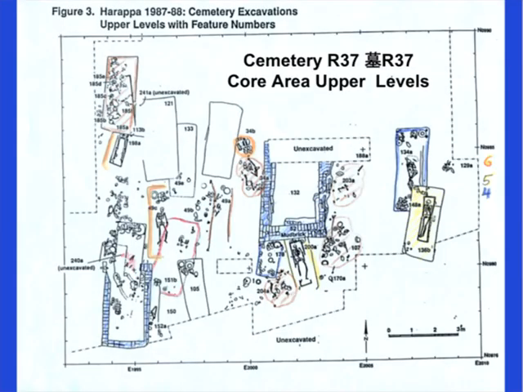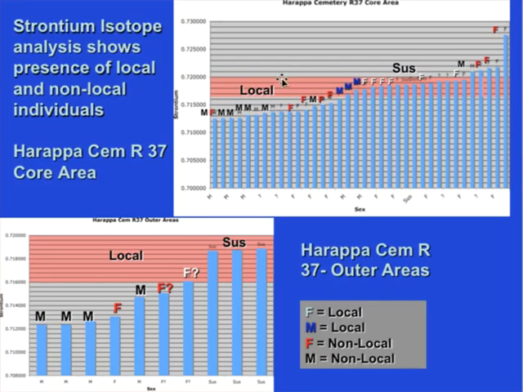The cemetery at Harappa is also an important place where we can look at the role of communities living in these cities, who they were. We know from strontium isotope analysis of the teeth that the people buried in the cemetery, some of them were born and raised at Harappa, but many of them were not. Many of the men came from outside, and some of the women were from outside.